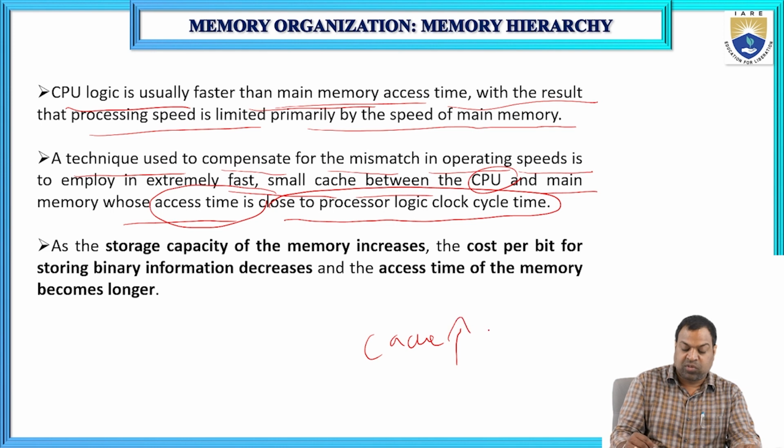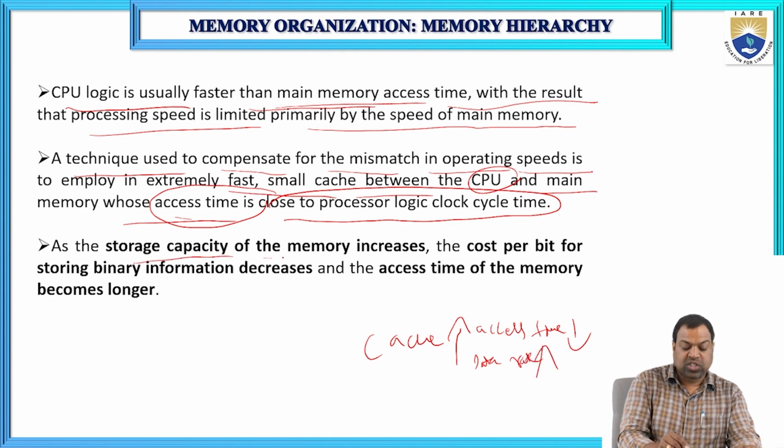So when I'm using cache, then what will improve? Access time should decrease and improve the data rate. Data rate should be improved.